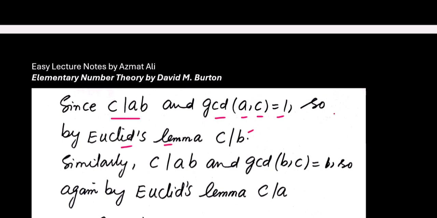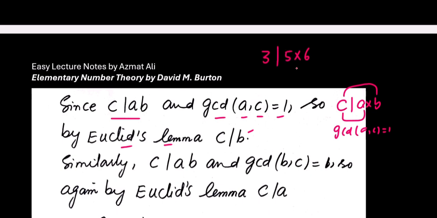What is the Euclid lemma? Euclid lemma says that if we have three integers A, B, C, such that C divides the product of A and B, and if the GCD of C with one of them, like here GCD of A and C, is equal to 1, then it must be that C divides the second number. You can verify this by a simple example. For example, 3 divides 5 into 6. Clearly, GCD of 3 and 5 is 1. It must be that 3 divides 6. And it is obvious, 3 divides 6. So by Euclid lemma, C divides B.